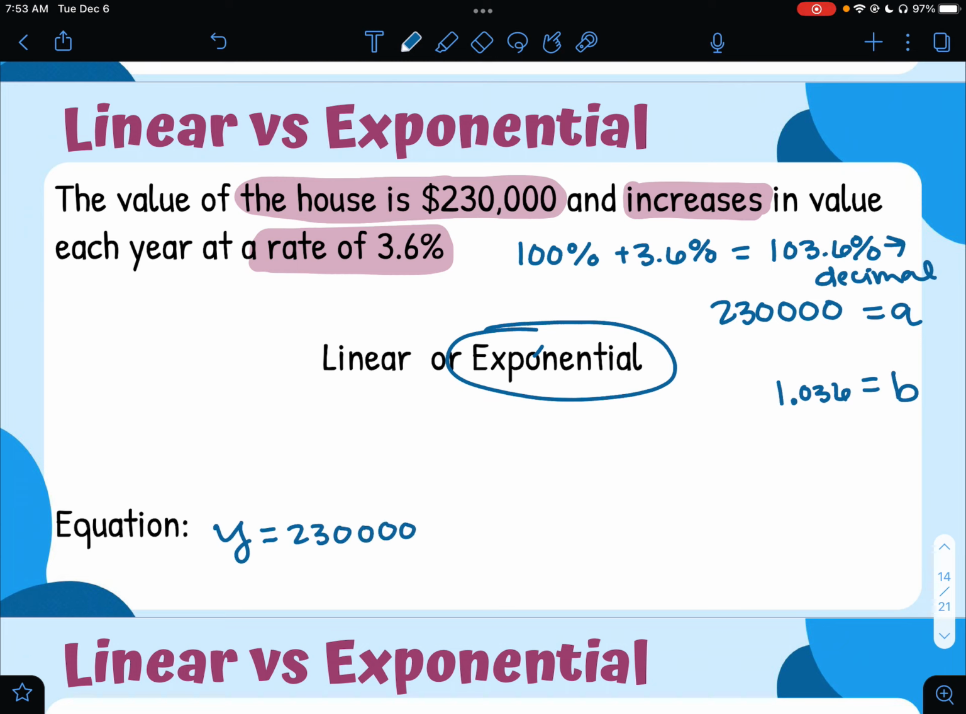That gives us the equation y equals 230,000 times our factor, 1.036, to the x power, where x is the number of years, and y is the value of the house.